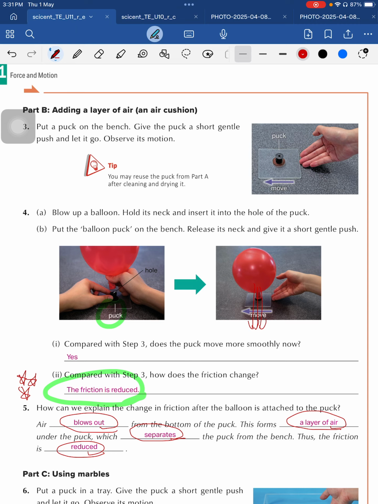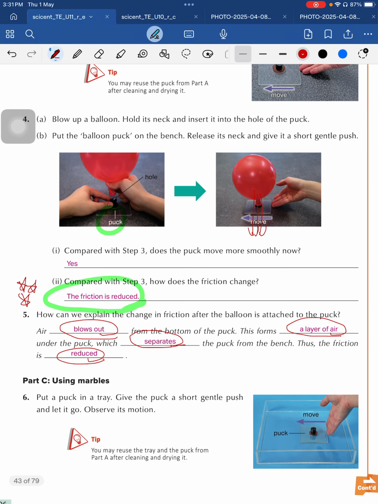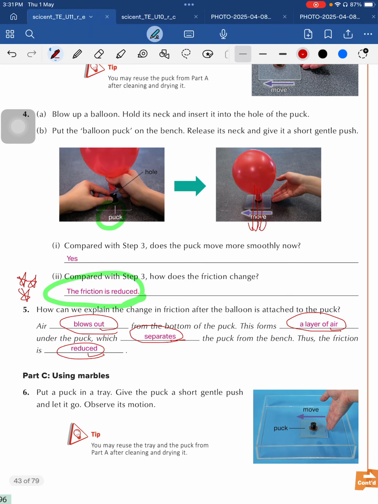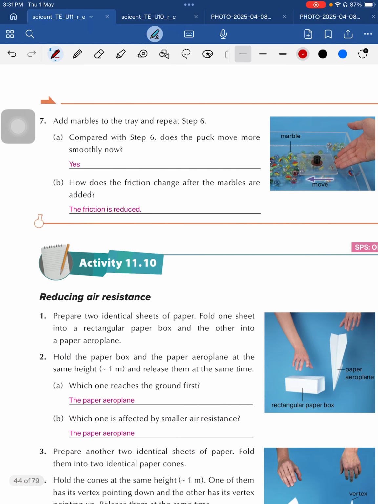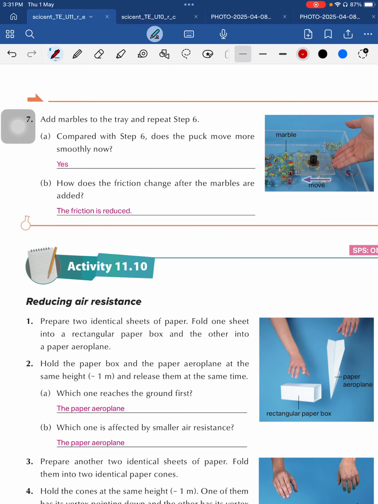So, besides using soapy water or a layer of air, you try to use some marbles for part C. Again, the same situation as in part A is that it is hard to push the puck, right? In order to make it easier, we add some marbles between the puck and the plastic balls. You find that the puck will move much easier. And again, why do we have this? Because the friction is greatly reduced.